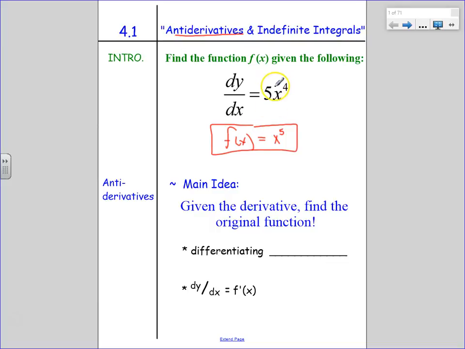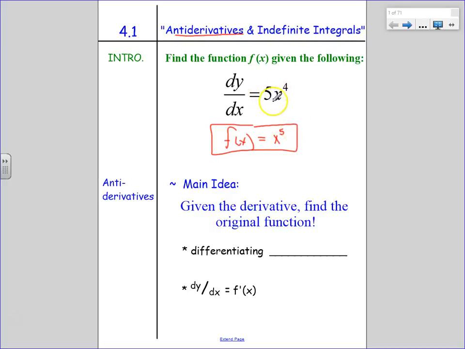Now, is this always going to be easy? No. Why was this one easy? Because it was the perfect derivative. Let's say instead of x^5, let's say we started with 1/2 x^5. Question, what would the derivative have been that we would be starting with now that we're doing antiderivatives? If there was a 1/2, what would the derivative have been? 5/2 x^4.